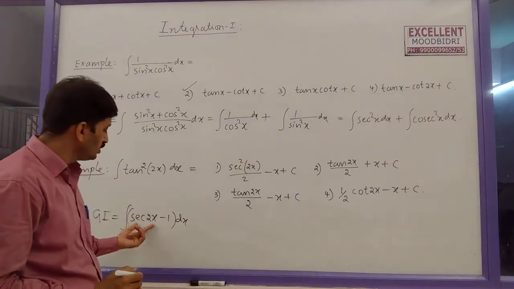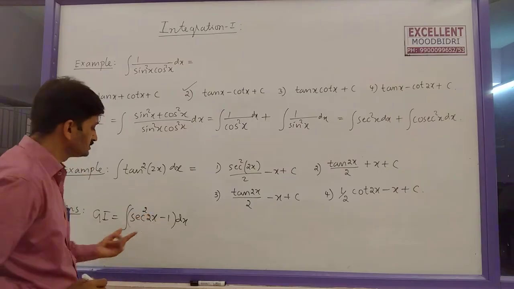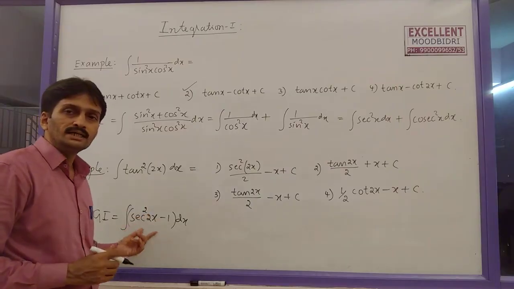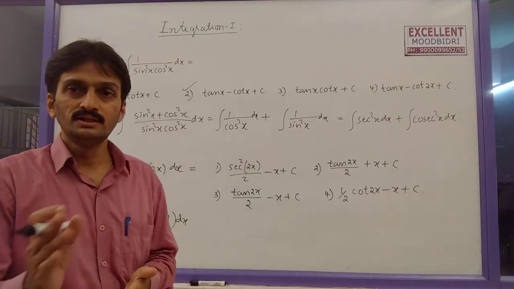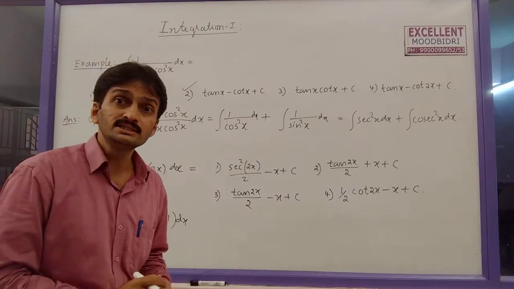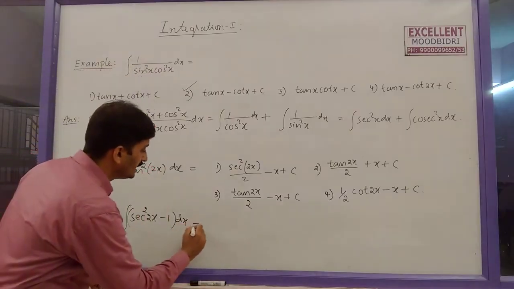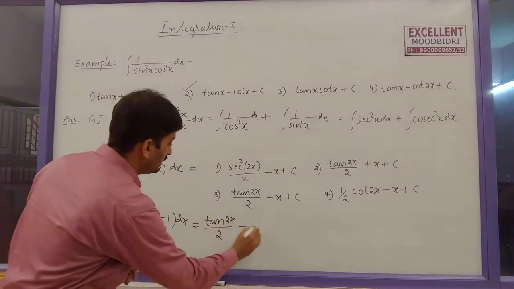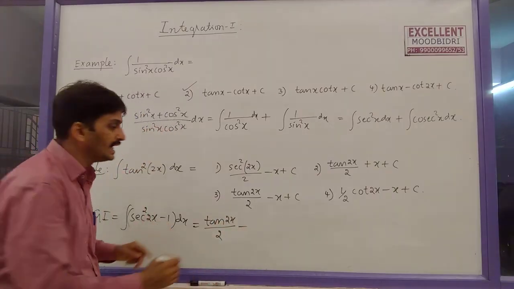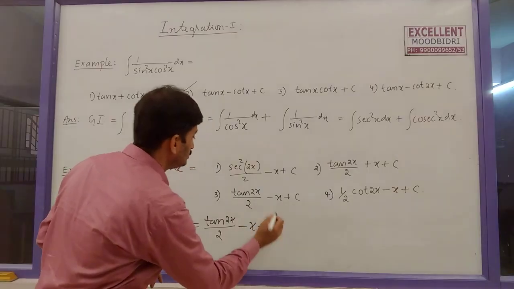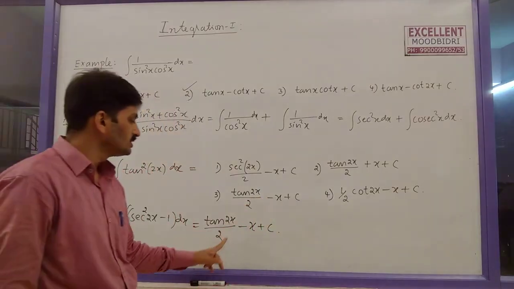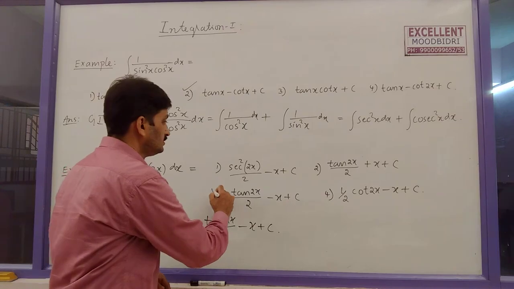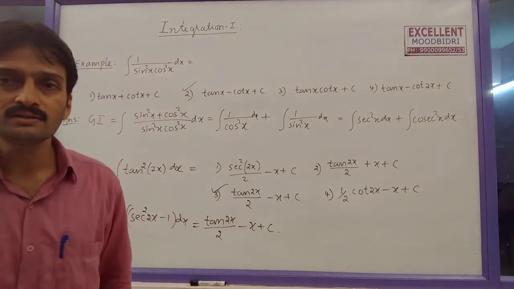Now what is integration of secant square 2x? Integration of secant square x is tan x, but here instead of x you have 2x, so tan 2x by 2 minus integration of 1 is x plus c. So which option? Tan 2x by 2 minus x plus c. Third option. Correct?